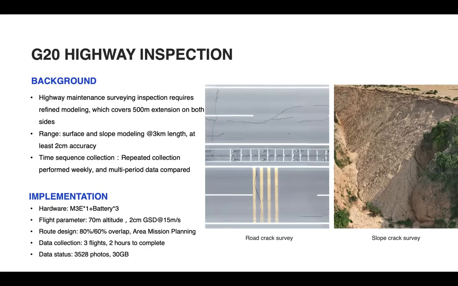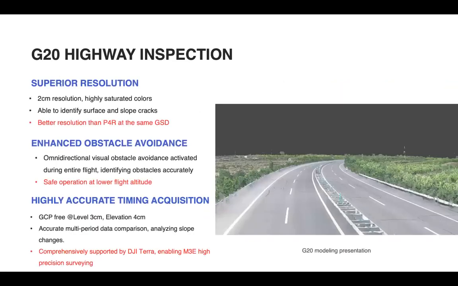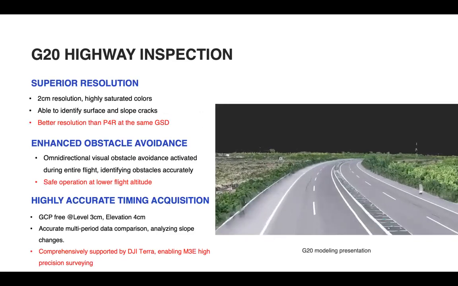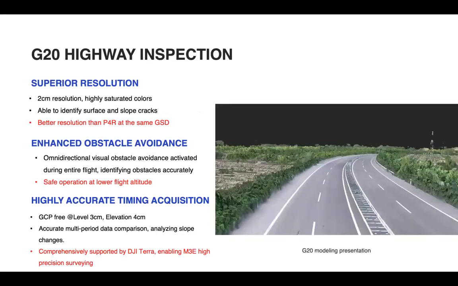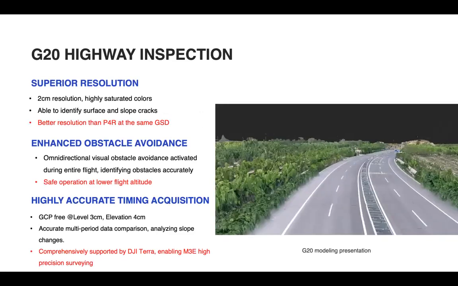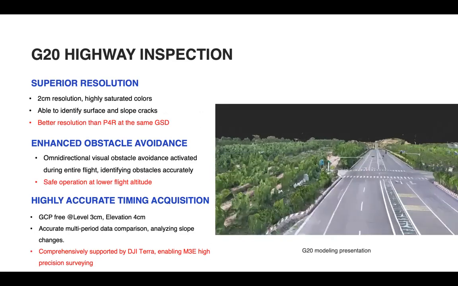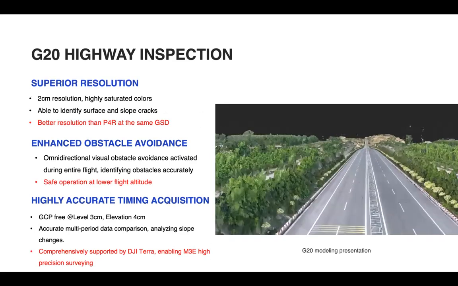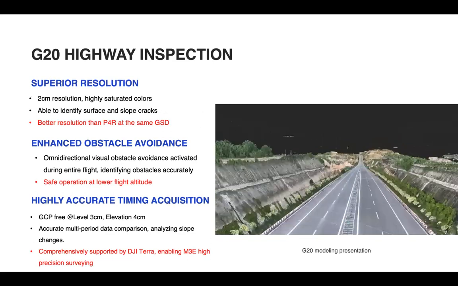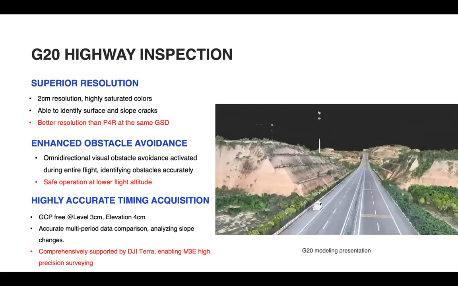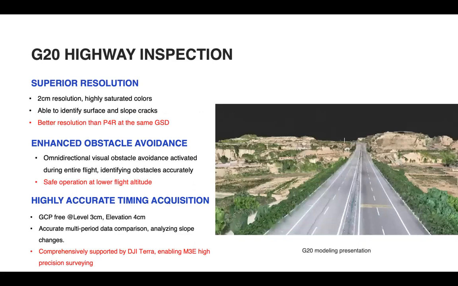But overall here, specifically looking at highway maintenance and a specific refined model, which is covering a 500-meter extension on both sides of the highway itself. So you can see a nice video of the model there on the right at 2 centimeter resolution with some really nice coloring and the ability to identify the surface and any cracks in the slope.